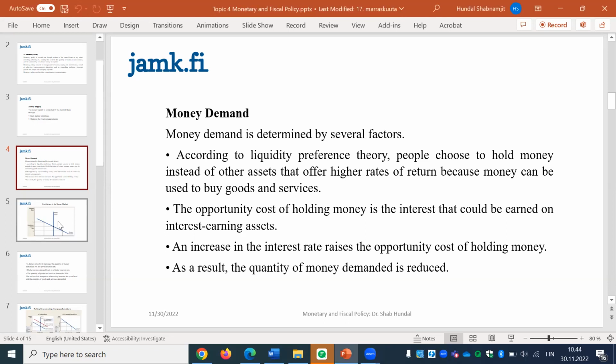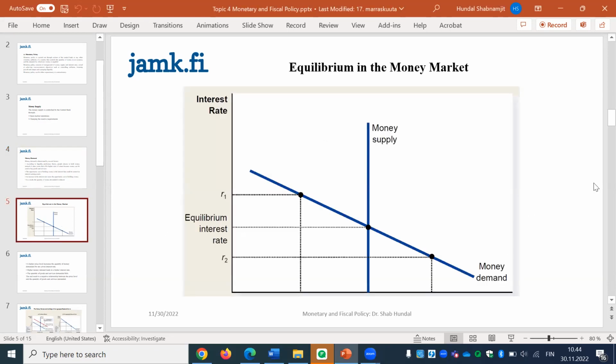And this is how it shows in this picture. You can see that the demand curve is like any demand curve, like demand for chocolates or anything else. We know that as the price goes up, demand is low, and as the price goes down, demand is more. In the same way, when the interest rate is higher, people hold less money in their pockets and save more money with the bank.